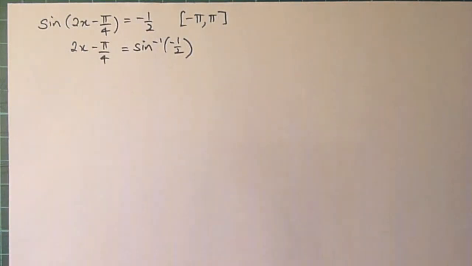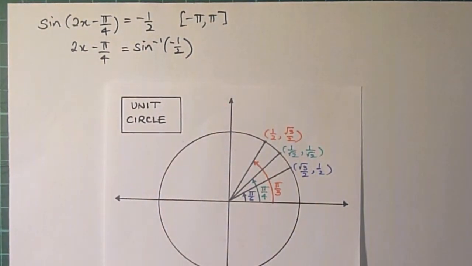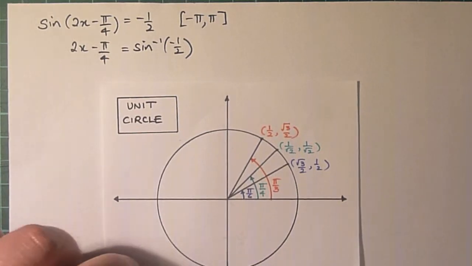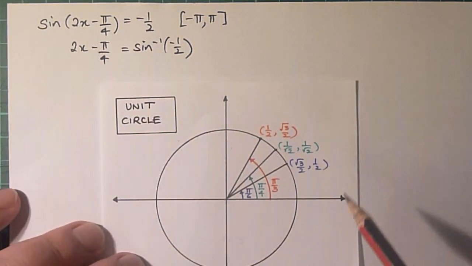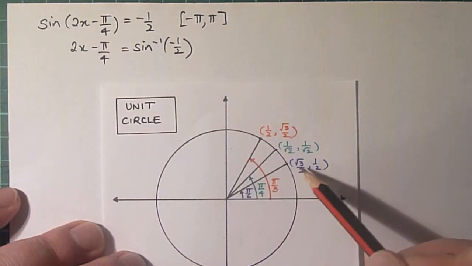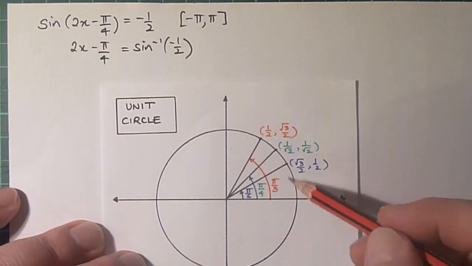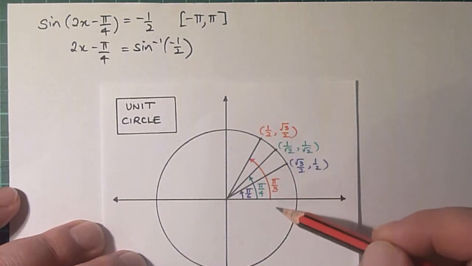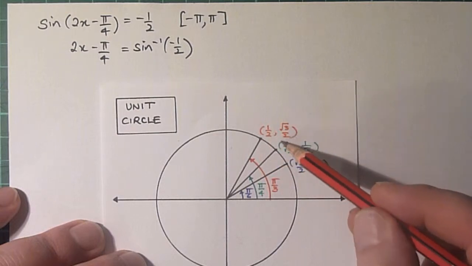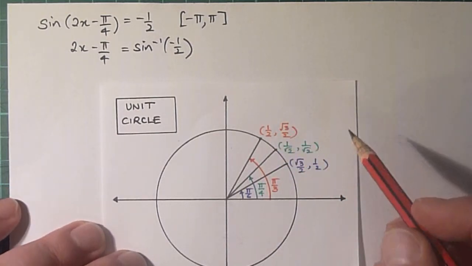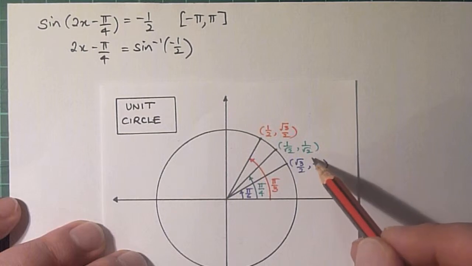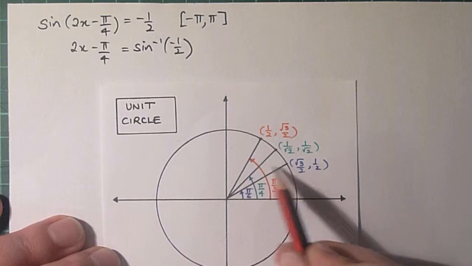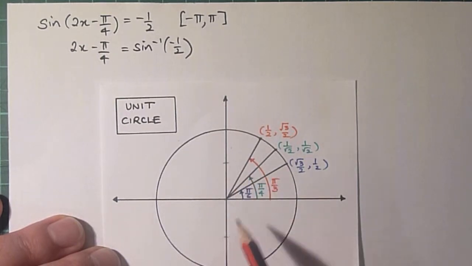So I've got a unit circle here. Let's have a look to see where negative a half appears. On this unit circle, we've got pi on 6 giving us root 3 on 2 and a half. So that's a sine value of a half. We've got pi on 4 giving us 1 on root 2, and pi on 3 gives us a sine value of root 3 on 2. So it looks like it's pi on 6 giving us a half for this solution, but of course it's negative a half. And while a half is over here, negative a half is down here.